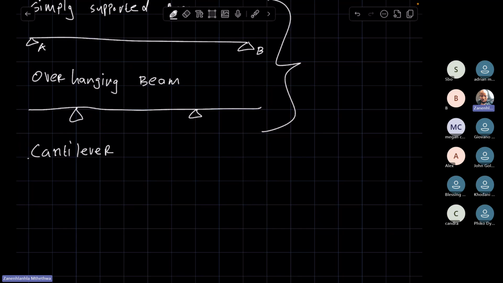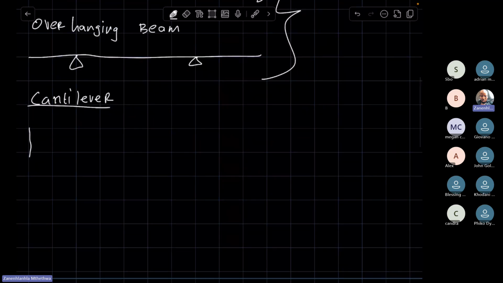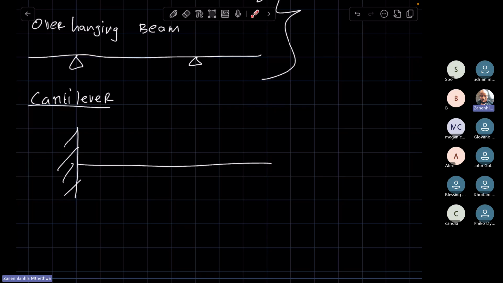Right? You get a cantilever. That is where you have, say, a wall. So maybe you have a wall here. That's a wall. And then you have a beam. And then you get whatever loads that you get on the beam, be it point loads or a UDL, uniformly distributed load. So there will be a cantilever.